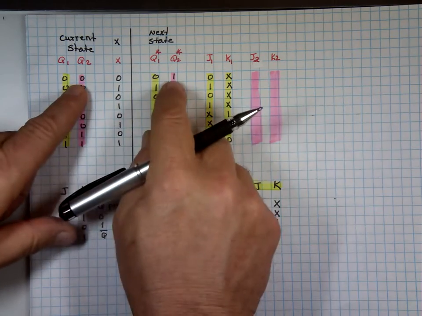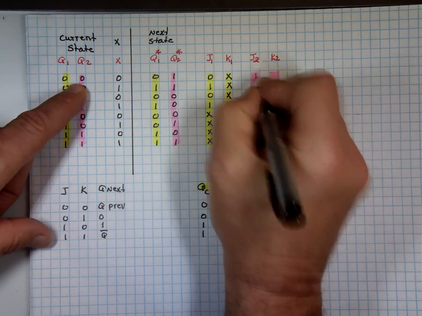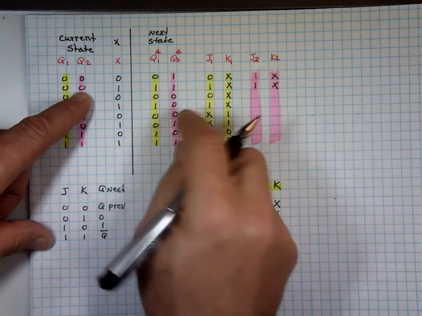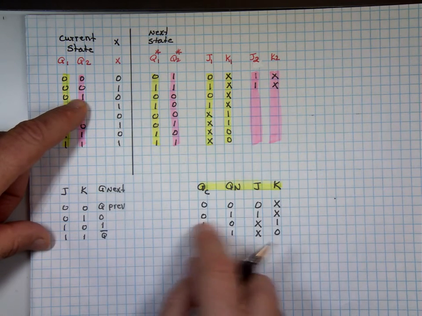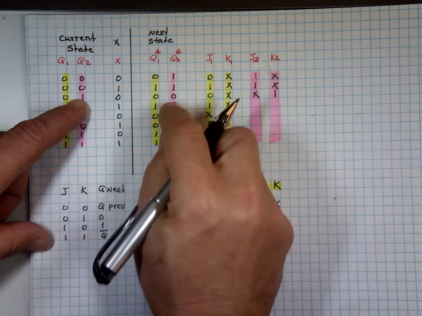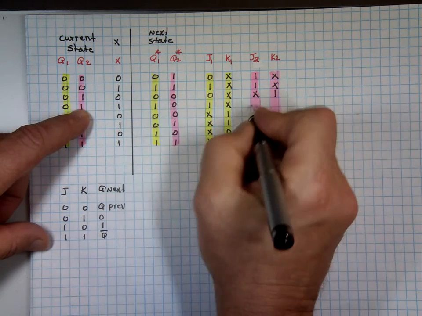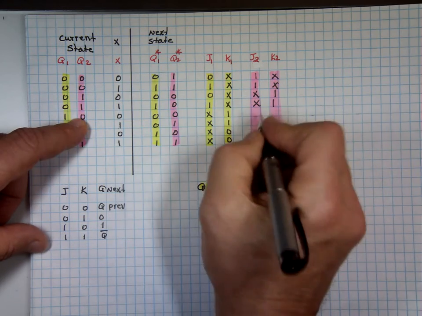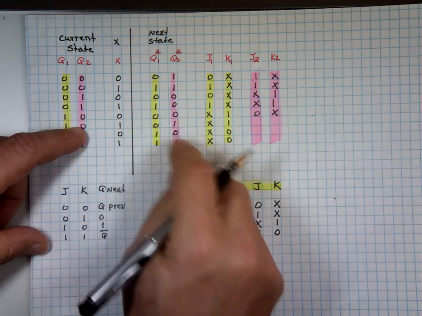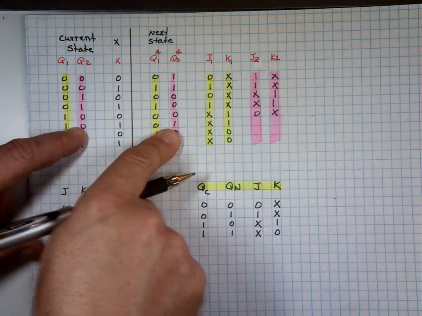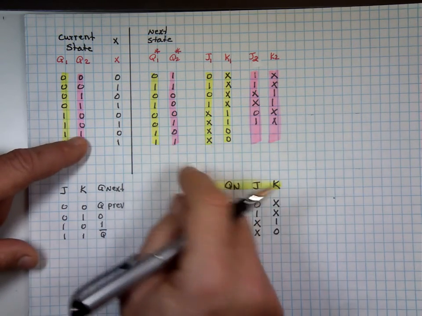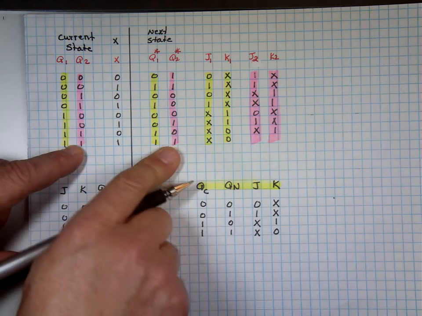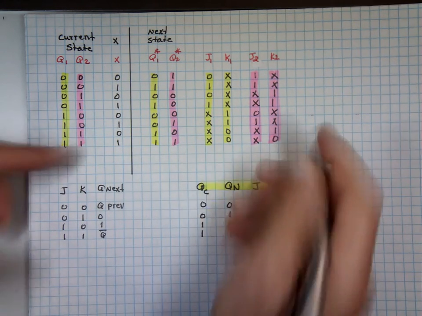Notice 0 to 1. Where is 0 to 1? 1 and don't care. 0 to 1. 1 and don't care. 1 to 0. Don't care and 1. 1 to 0. Don't care and 1. So keep my eyes on fixed. 0 to 0. 0 and don't care. 0 to 1. What's 0 to 1? 1 and don't care. 1 to 0. Don't care and 1. And 1 to 1. Don't care and 0. That is my state table now.